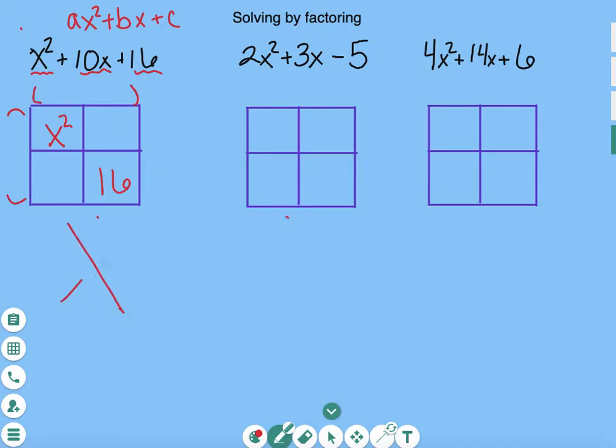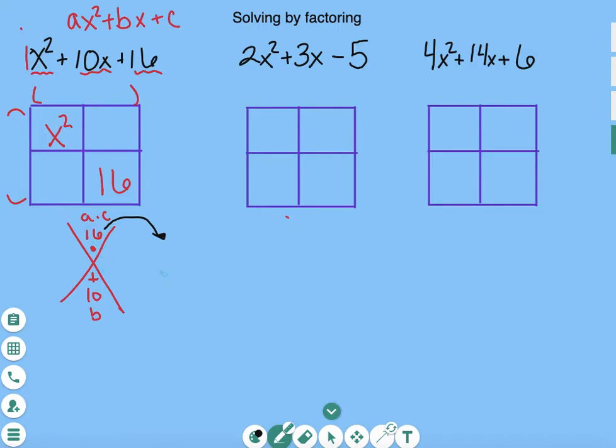The way to figure those out is what my teacher always called the diamond method. To set up the diamond method, you take your A value times your C value and make that the top. In this case, our A value is 1, our C value is 16, so 1 times 16 is 16. Then our B value goes on the bottom. We're looking for two numbers that multiply to make 16 and at the same time add to make 10.